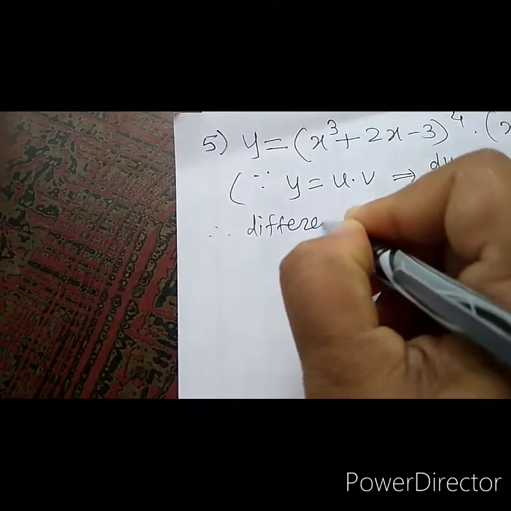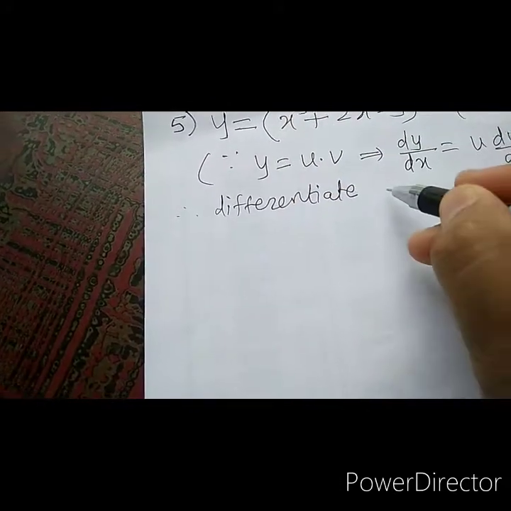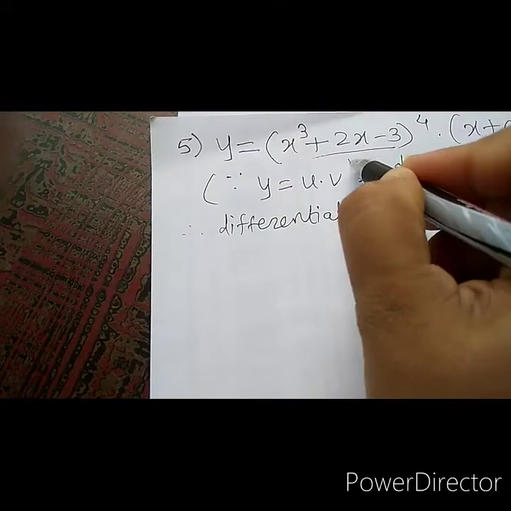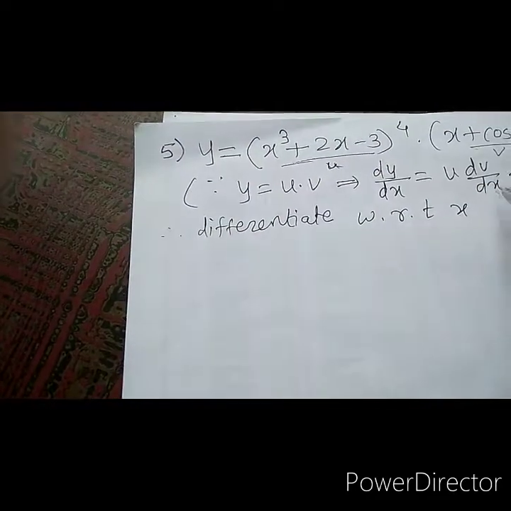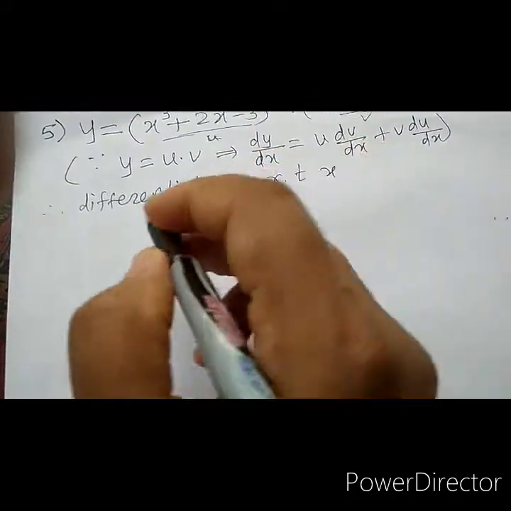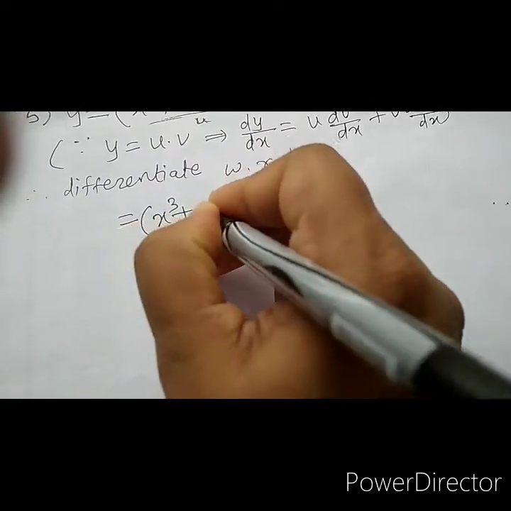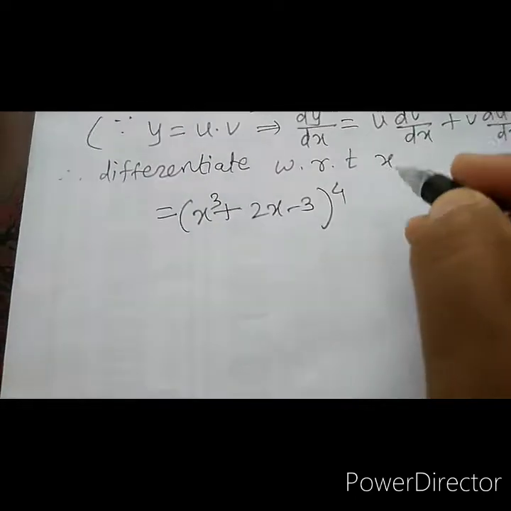Therefore, differentiate this function y with respect to x. We can consider this is u and this is v. Now by using this formula, first u we have to take as a constant. Therefore, (x cube plus 2x minus 3) raised to 4 as it is.